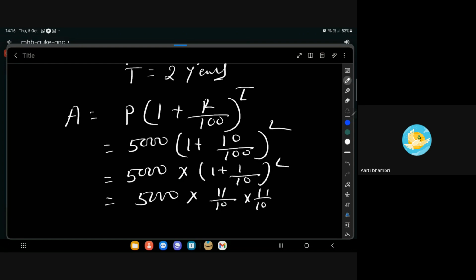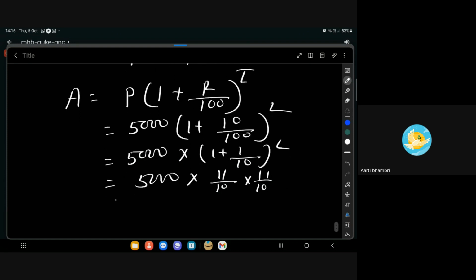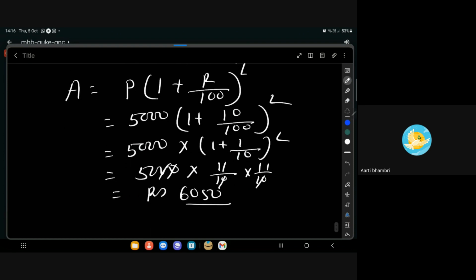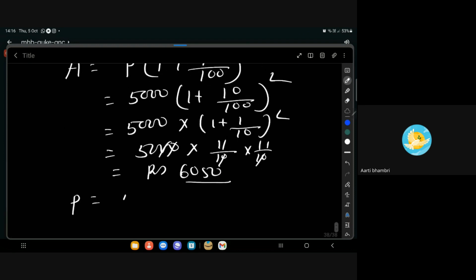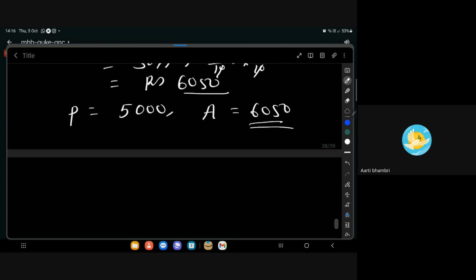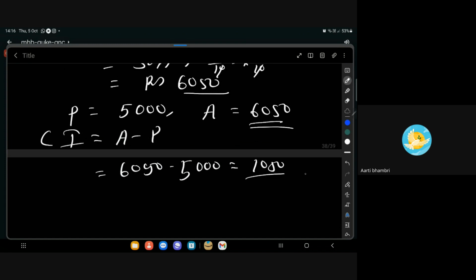Can I write it in this way? We can write it in this also. So how much is coming? Just find out. 6050. Rupees 6050. See, your principal was 5,000, and this is the amount. So they have asked you to find the interest. Interest CI, the formula is the same for CI and SI: amount minus principal. So 6050 minus 5,000 will give you 1050.